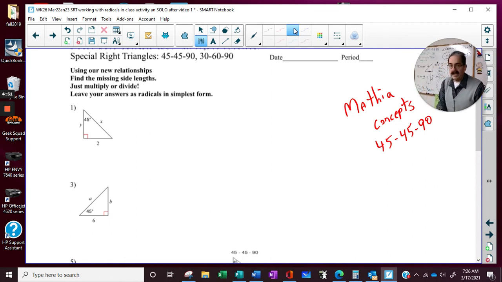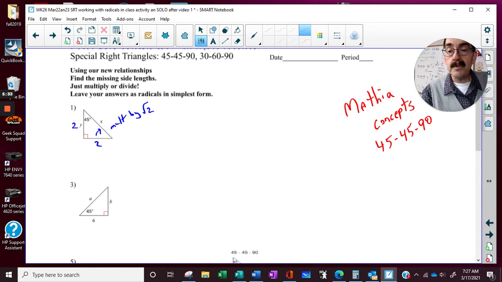In a 30/60/90 triangle, if we know the short leg, the hypotenuse is double, and the long leg is multiplied by radical 3. Now, if we multiply one way, then we divide the other way. So, just to refresh our memory for those of you on Mathia, I have the leg in a 45, 45, 90, so I know both legs are 2, and I multiply to go this direction. Multiply by radical 2, so 2 radical 2.